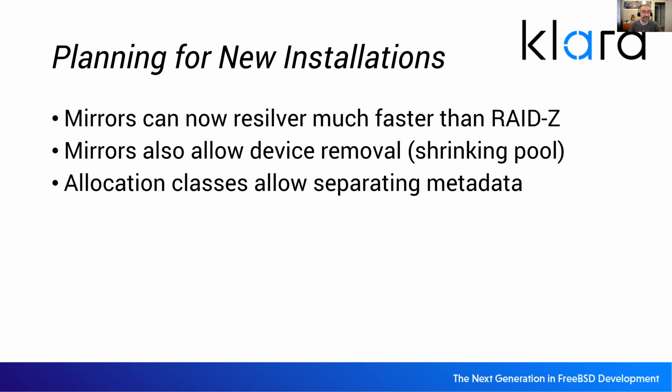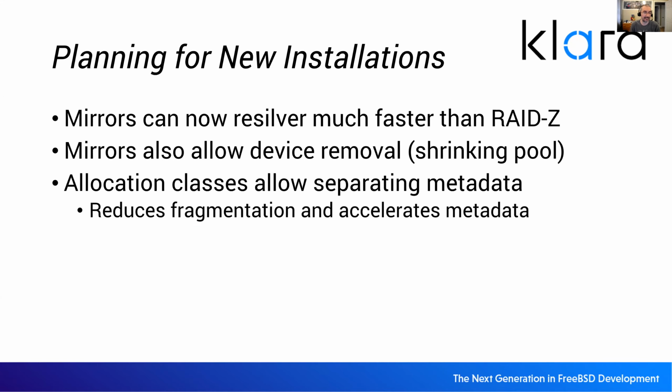And we talked about the allocation classes feature, being able to separate metadata or small blocks onto a faster device can improve things. And again, if you do that from the beginning, then all the metadata will be there. But remember, those allocation classes, if they're going to have all your metadata, they need to be redundant. So you might want to make that a 2- or 3-way mirror, because if you lose all the metadata, then all the other data is gone.